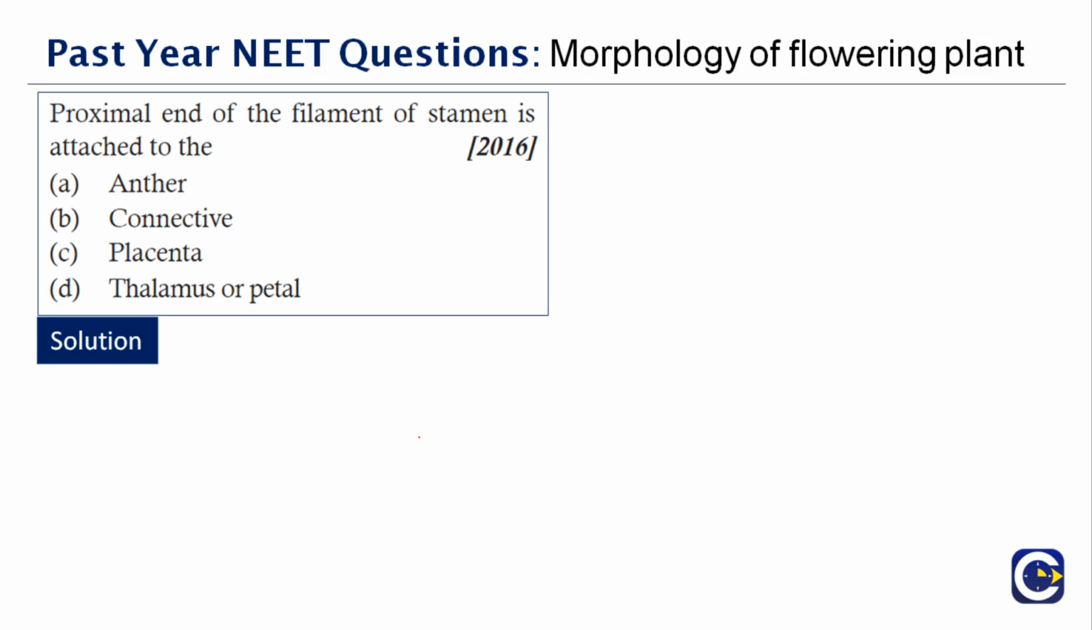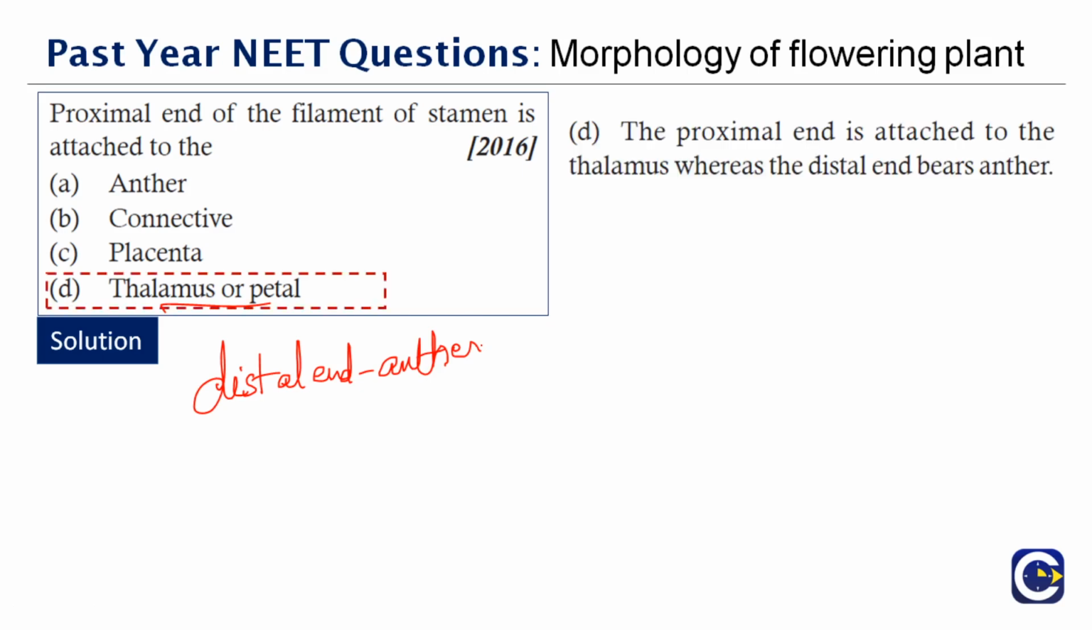Now the proximal end of the filament of stamen is attached to the thalamus or petal. Where it is attached is the question here. The proximal end is attached to the thalamus, whereas the distal end will bear the anther. So this is just a variation. All you need to know in this question is what the stamen is. The stamen is the male reproductive organ of the flower which bears the pollen. Therefore, the right answer to this question is option D.